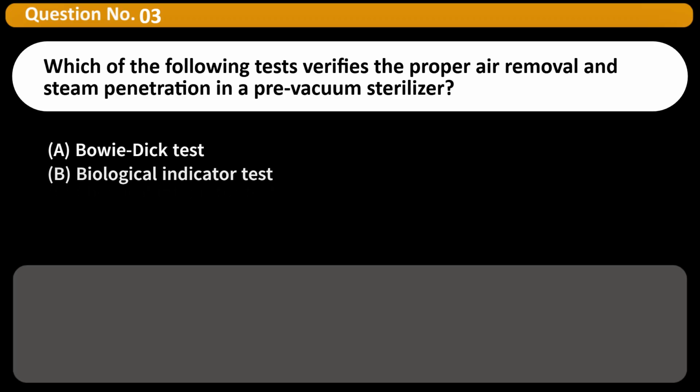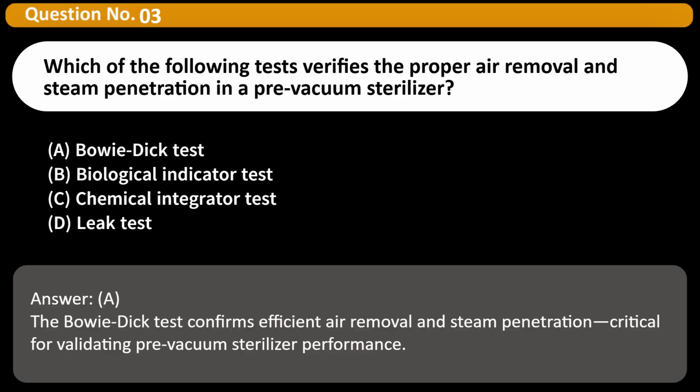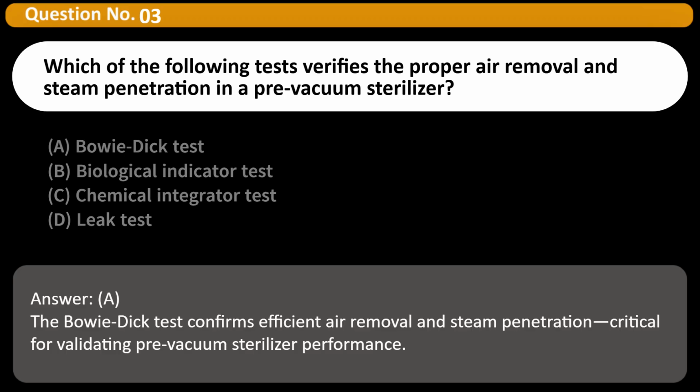Which of the following tests verifies the proper air removal and steam penetration in a pre-vacuum sterilizer? A. Bowie Dick test. B. Biological indicator test. C. Chemical integrator test. D. Leak test. Answer A. The Bowie Dick test confirms efficient air removal and steam penetration, critical for validating pre-vacuum sterilizer performance.